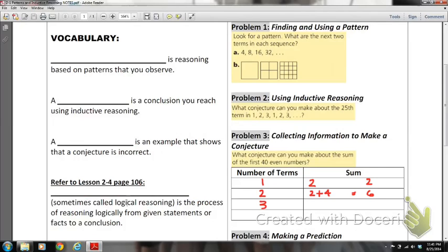And then we have 3 terms. So the first 3 even numbers are 2, 4, and 6. So 2 plus 4 plus 6 is equal to 12.